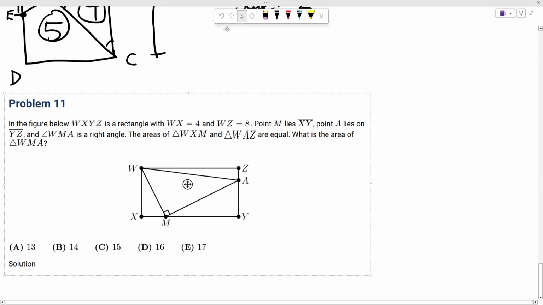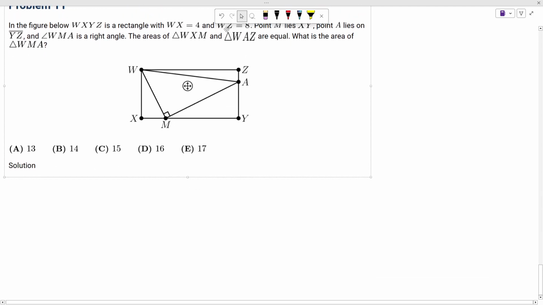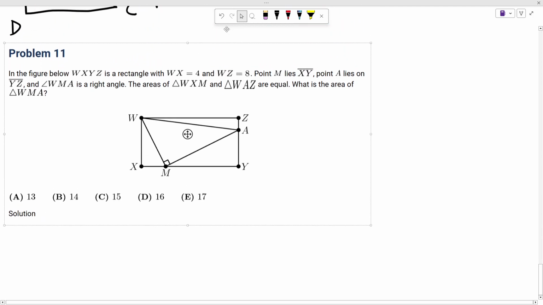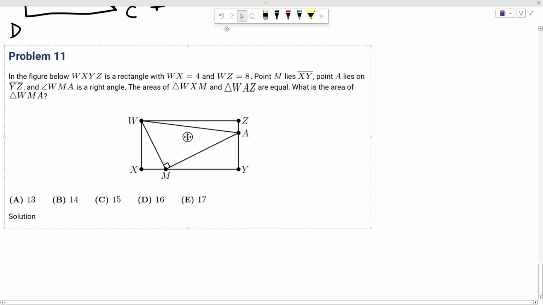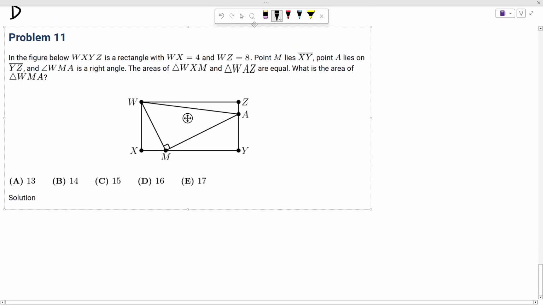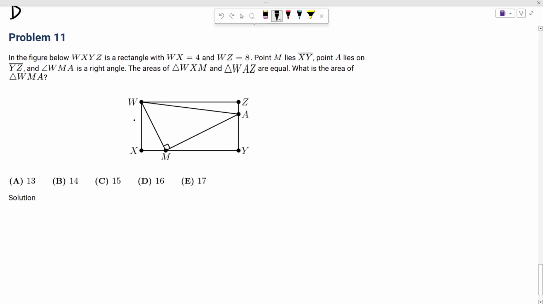This problem is a bit of a mess. We have this big diagram. I'm not even going to bother to read the problem. I'm just going to label the numbers. So WX is 4, WZ is 8, this is a rectangle. This is a right angle, and these two have equal areas. And we're trying to find the area of this.